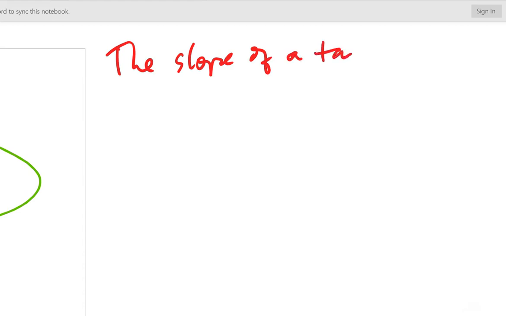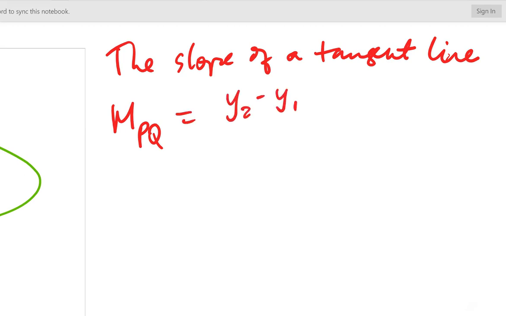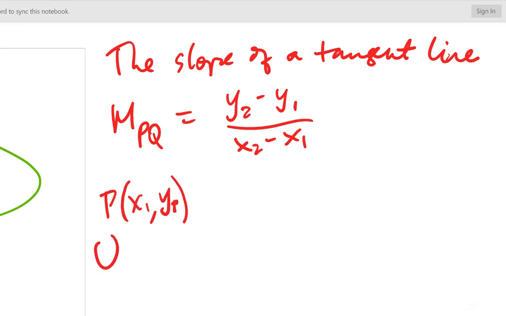If you have the slope of a tangent line that you're looking for, remember what we did was we looked at P and Q, and so this was y2 minus y1 over x2 minus x1, where P was (x1, y1) and Q was (x2, y2). I'm motivating why we're looking at limits today, what they're good for.